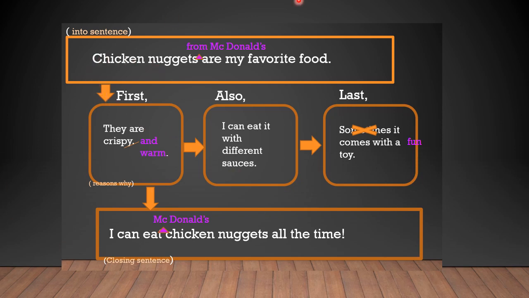So now that I rehearsed it, I like the flow, I have my transition words, I have 3 reasons why, my introduction, and my conclusion. I'm ready to write my paragraph.